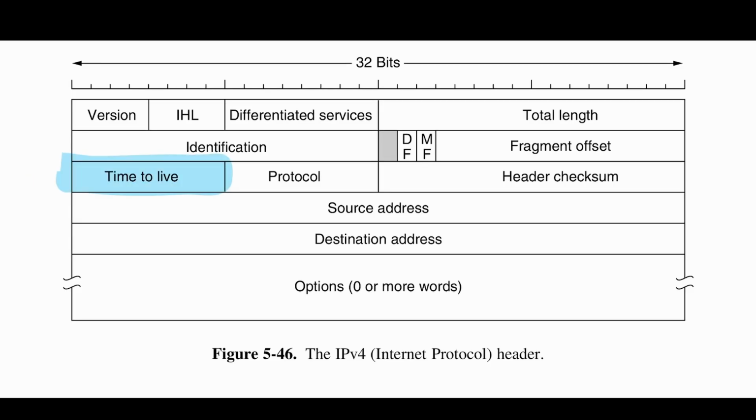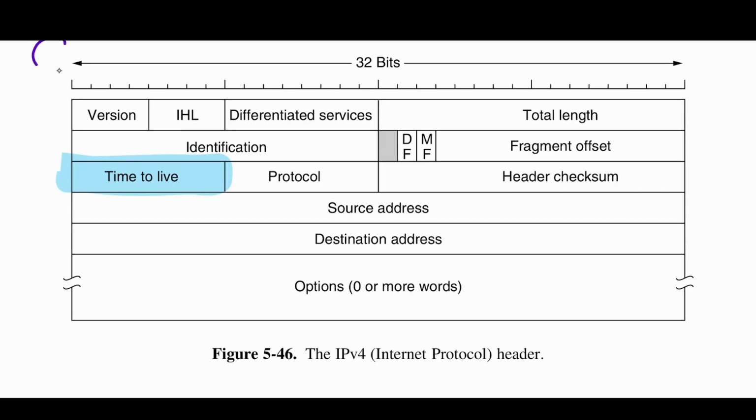First is the TTL, or time to live. This isn't time in seconds, but a counter of hops. It's decremented at each router the packet passes through. If it hits 0, the packet is discarded. This prevents lost packets from wandering around the internet forever.